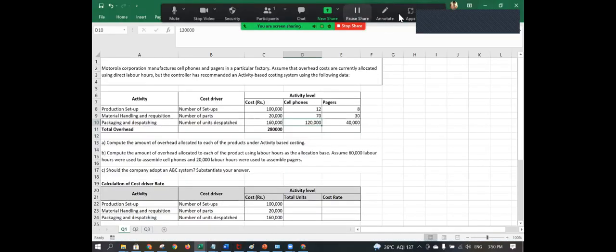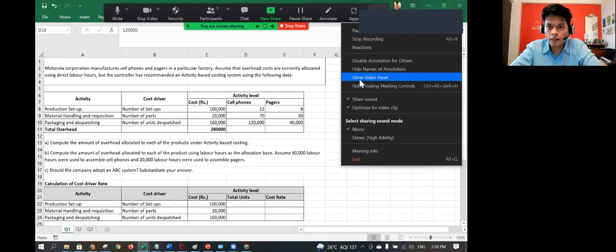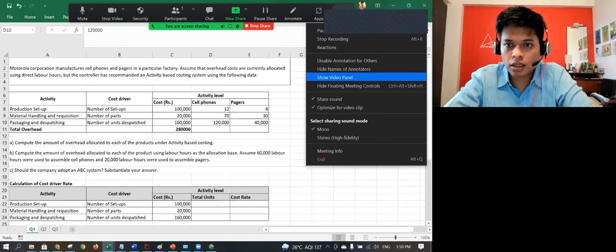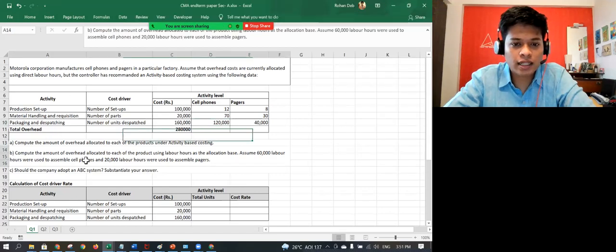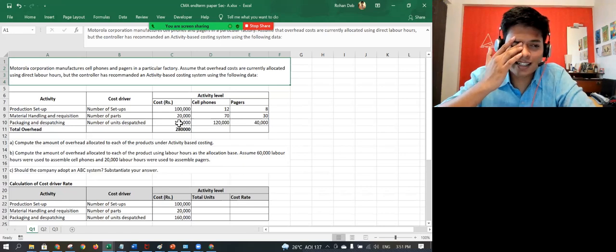Okay, so this is the first question, which is based on ABC costing. Just hope that this comes because it's a very easy question. Okay, so this is again an ABC costing question. I guess you guys might be really tired of doing these ABC costing questions.